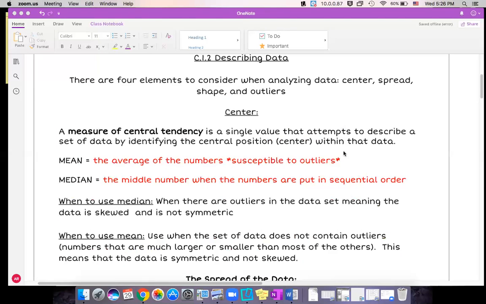This is susceptible to outliers, just like we just saw. So if you have outliers in your data set or it's skewed, which we'll talk about in a minute, you don't want to use the mean to describe the center of your data. Then you have the median. The median is the middle number when the numbers are put in sequential order. You put all of your numbers in order, lowest to highest, and then you work your way in and find the middle of it. We did do this in the video last class. So the median is the middle when put in sequential order, and if you have outliers, it's the one that you want to use.